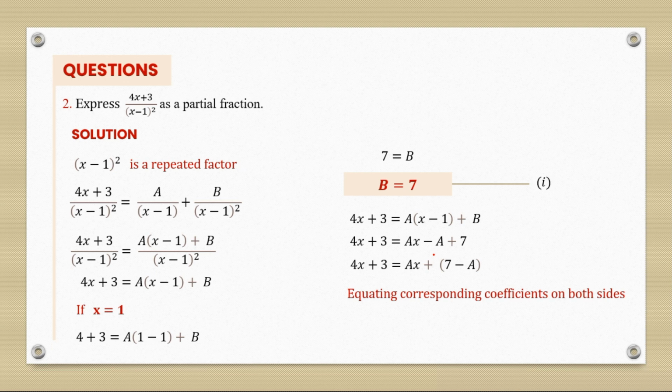So now I can compare or equate corresponding coefficients on both sides, and I can already see that 7 minus a shall be equal to 3, so there we shall get a as being equal to 4. Then I can also compare this a to this, and I can already clearly see that a is equal to 4. So both ways give us the value of a as 4. So now that I know that, you can see that our equation becomes 4 over x minus 1 plus 7 over x minus 1 squared, and that is the answer we're looking for.